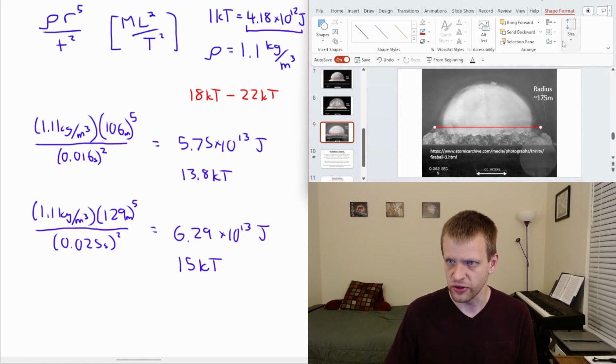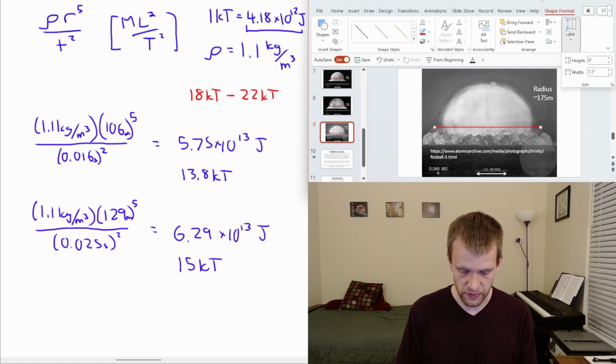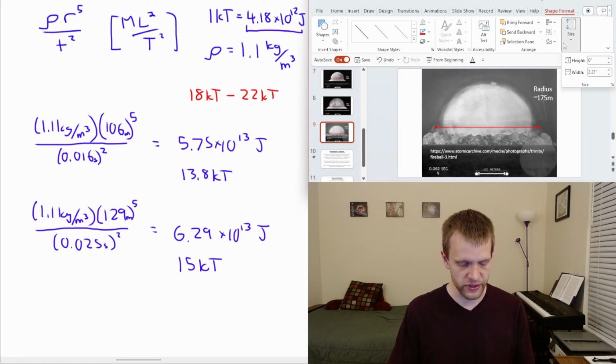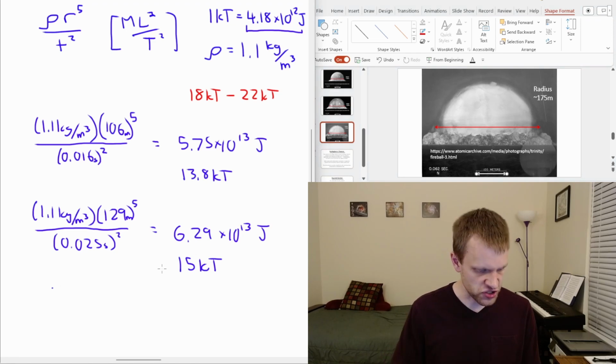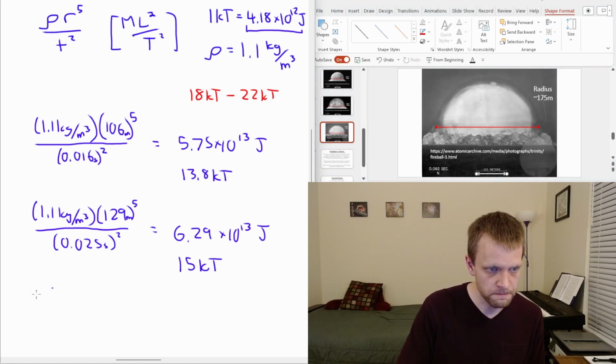Messed that one up. Let me try that one again. So 7.7 divided by 2, and then divide that result by 2.21. I got 1.74, so that would be hundreds of meters. So again, around 175 meters. Let's see how the numbers work out for this one.